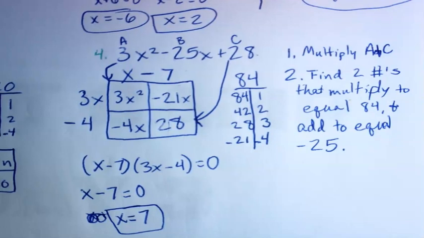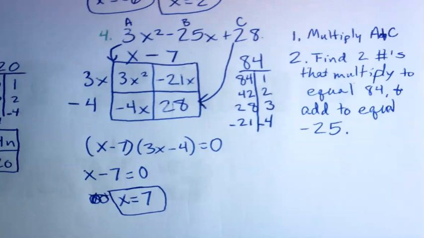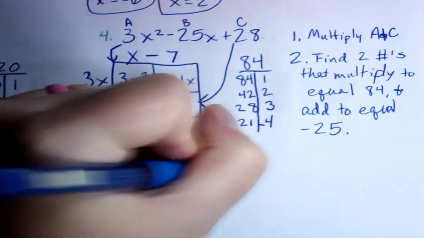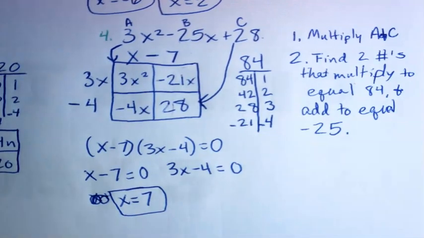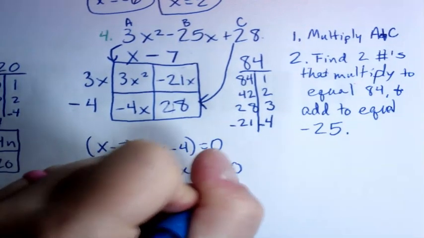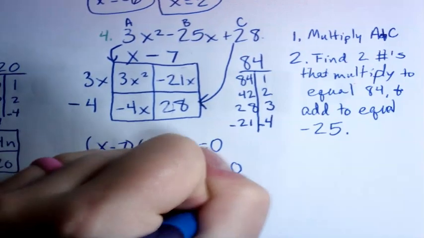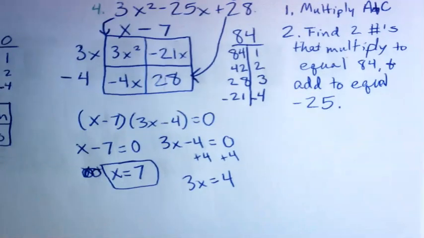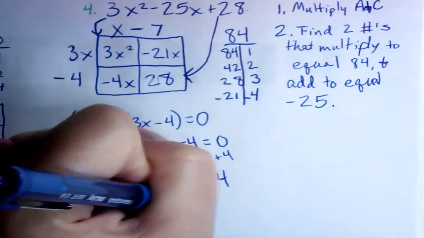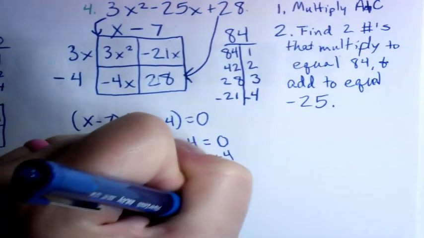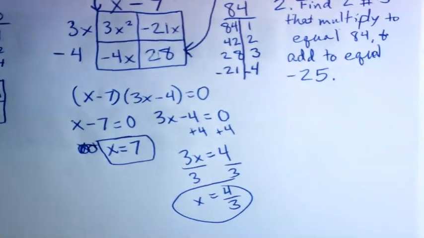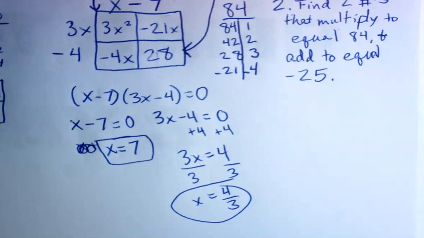So x equals 7. And then 3x minus 4 equals 0. We're going to add 4 on both sides. And then you've got this. Oh, gross. 3x equals 4. You're going to end up with a fraction, and it's okay. Don't freak out about fractions. You get 4/3, and you are done. A lot of times these are going to end up with fractions, but it's all good.